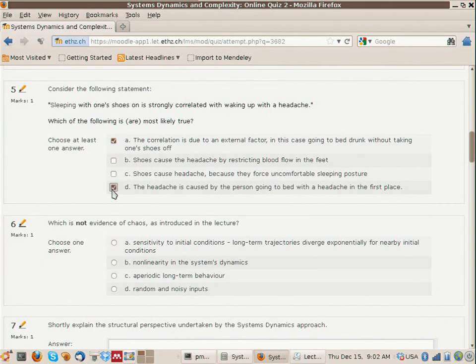Right? So the statement just presented you with a correlation. It did not present you with the causal position of these two events. I did not say that first you put your shoes on and then you develop the headache. So you can also think, well, maybe we had the headache in the first place. So these are the two correct answers. B and C may be correct too, but they make the jump from correlation to causality. B and C try to explain your headache by the fact that you have shoes, which is this jump that we want to avoid without enough evidence, of course.